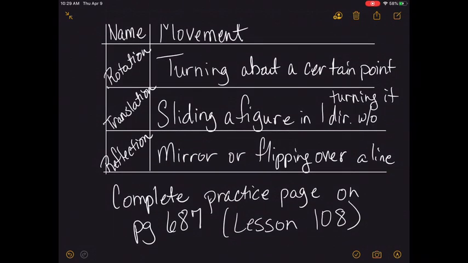Okay, because what you can have is you could say rotate something, then translate it, and then reflect it. And you have to be able to recognize these different activities and try to figure them out. They're like little picture puzzles, and they're kind of fun.